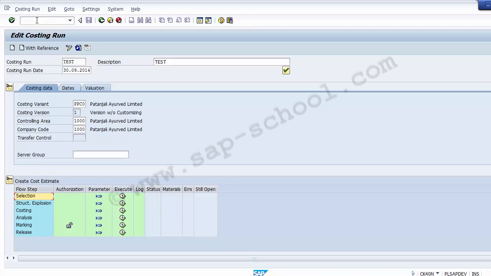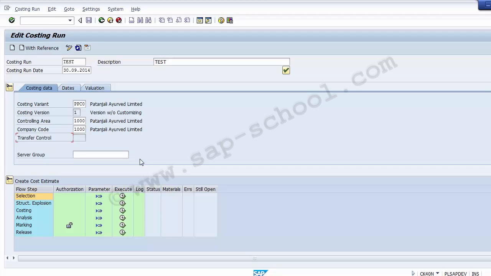As you can see on the screen, there is a field for costing variant. So that is something which has to be created first. Then there is a costing version which has to be created, and then there is a company code and controlling area, which have to be defined in the SAP system, and then there comes the transfer control. Therefore, a costing run can only be created for one company code at a time.